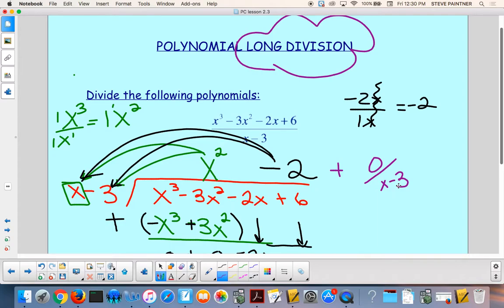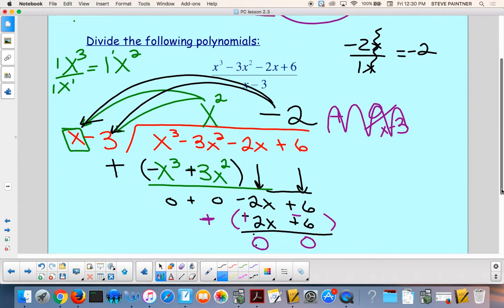Now, is there any reason for me to write what I just wrote? No, because I'm just saying plus nothing. So in this case, don't even write it. But if there is a remainder, write it, 4 over x plus 3, or 5 over x plus 3. So there it is. That's the answer.